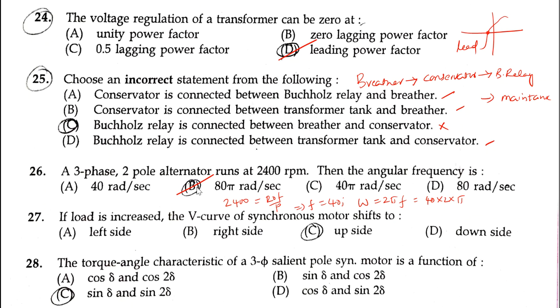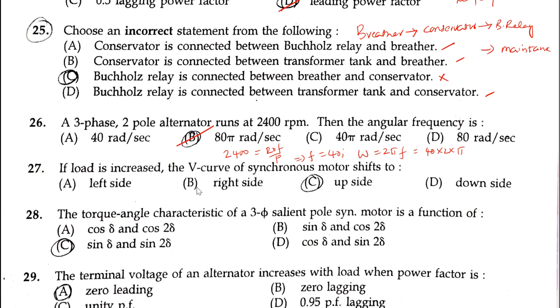And the next one, if load is increased, the V curves of a synchronous motor shift to. So if you are increasing the load, the V curves of a synchronous motor will be like this. So it is for no load, and it is for half load, and it will be for full load like this. It is increasing. So that means as the load increases, the current value increases, so the curve will shift upwards. So the answer will be C here.